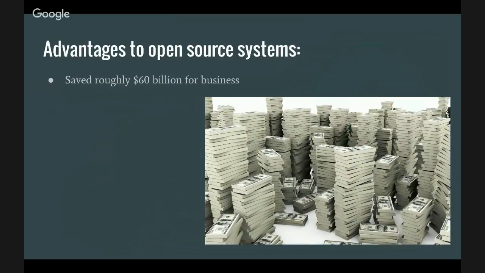So why is open source a good thing, and why is having it advantageous? It saved roughly $60 million for businesses per year. This is because the cost of an open source code to modify and to have is free. So these non-cost opportunities save a lot of money for companies per year.